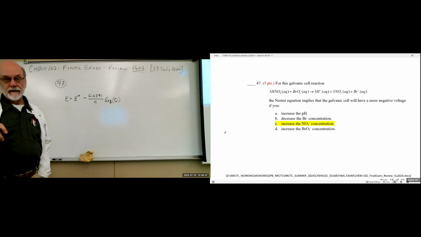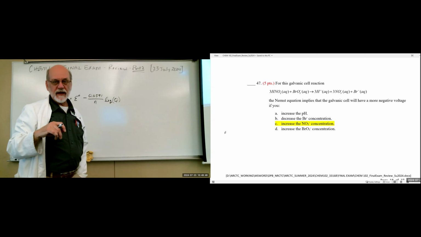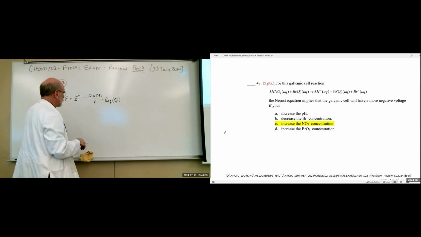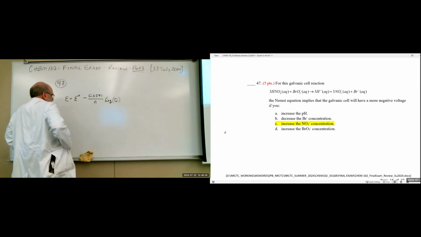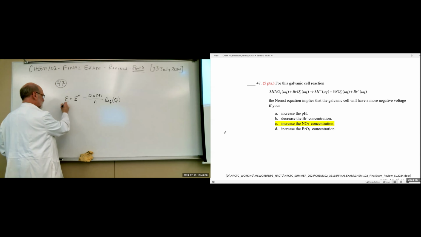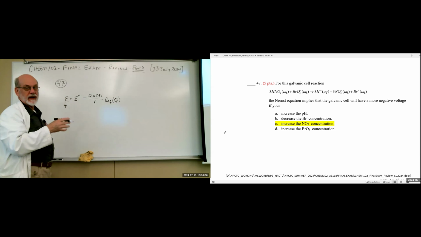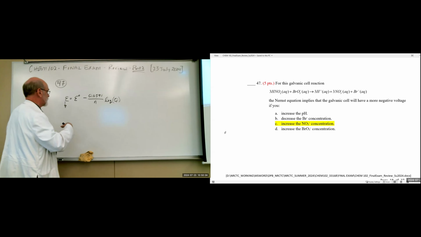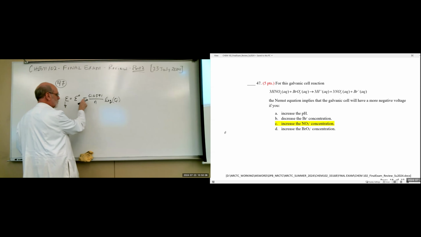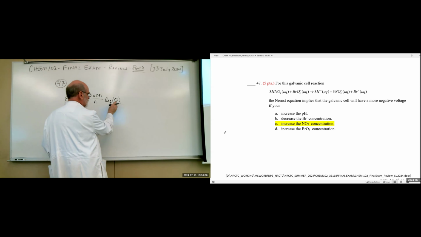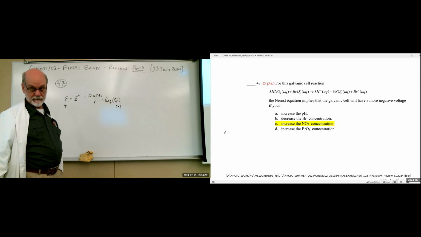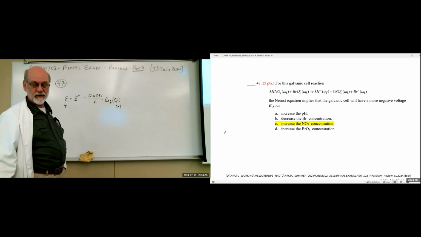Okay. So if the Nernst equation implies that the galvanic cell will have a more negative voltage, this one would decrease, become more negative. Right? It doesn't have to be negative, but it would become more negative if we made this one more negative. That means Q would have to be greater than 1. Right? So which would make it greater than 1?